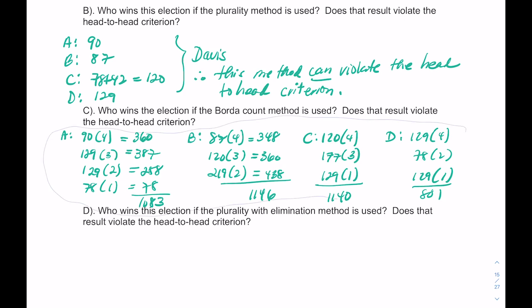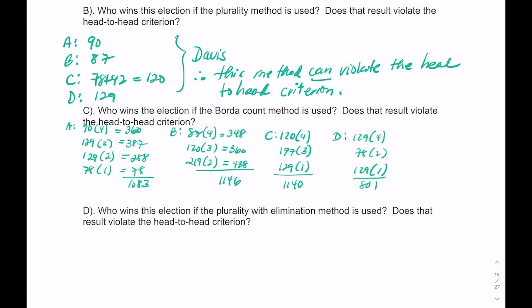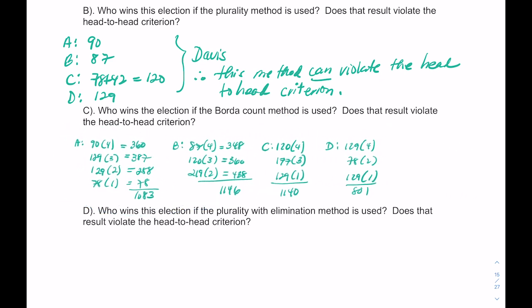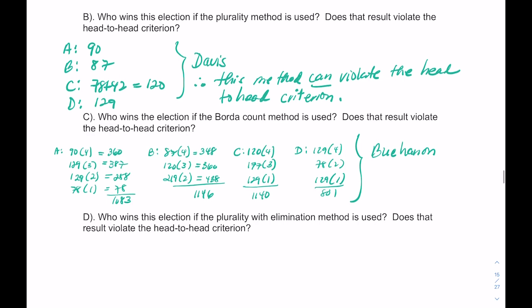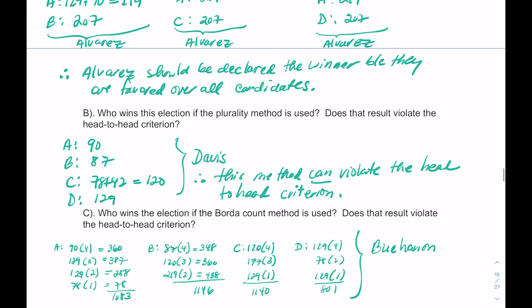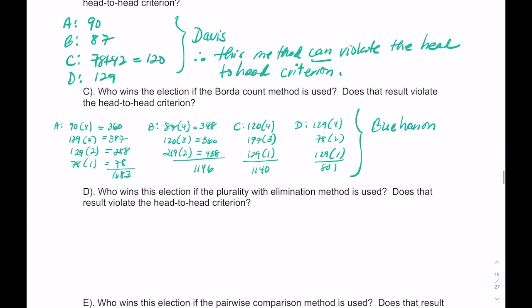So as you can see here, the winner is Buchanan, because Buchanan got the most points. And again, when we did the head-to-head criterion, Alvarez should be the winner. So we can see here that Borda count can also violate the head-to-head criterion.